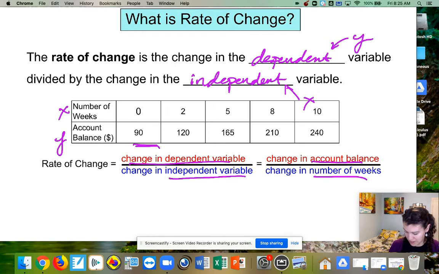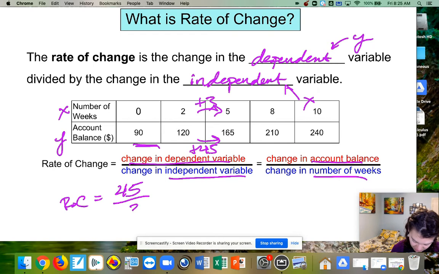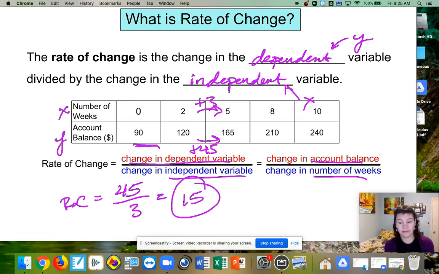So if we just pick some, looking at this, if we go right here to here, this is our example from the beginning. We went up 3 and up 45 to go between these. So to find the rate of change, we want to take 45, our y, divided by our x, or 3. And that would give us 15. And that makes sense. If we go back to the very beginning, we talked about she made $15 a week. So you want it to be the same idea.